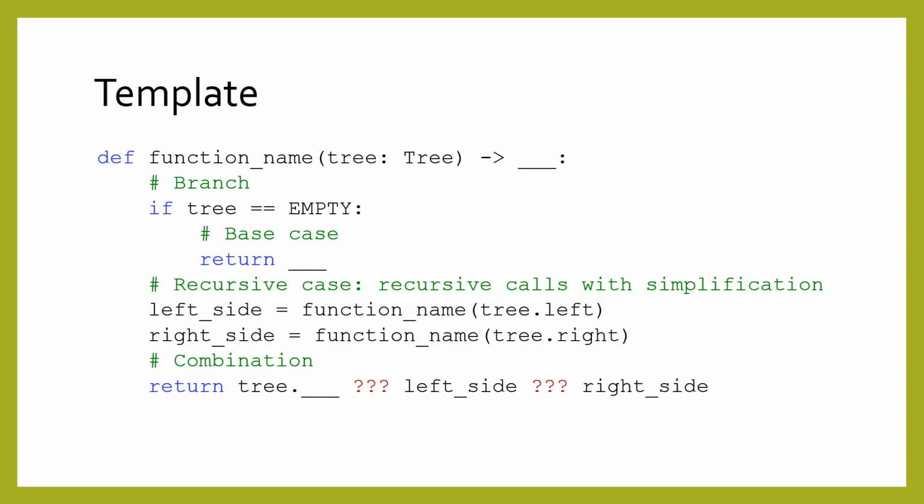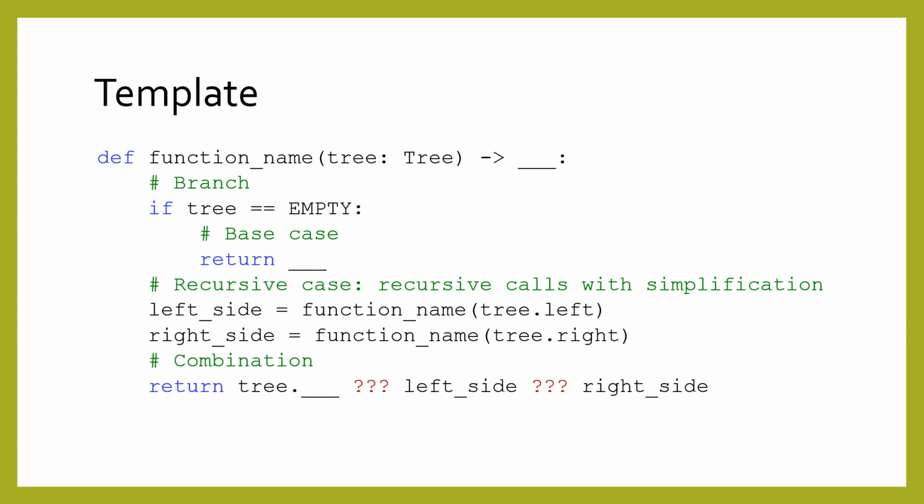Generally, the format of a recursive function always has 4 parts. First, there must be a branch using an if statement at the beginning to determine if we are dealing with the empty tree, or a binary tree. If the tree is empty, then we are in the base case and can immediately return whatever basic value makes sense for this case, usually 0 or the empty string.